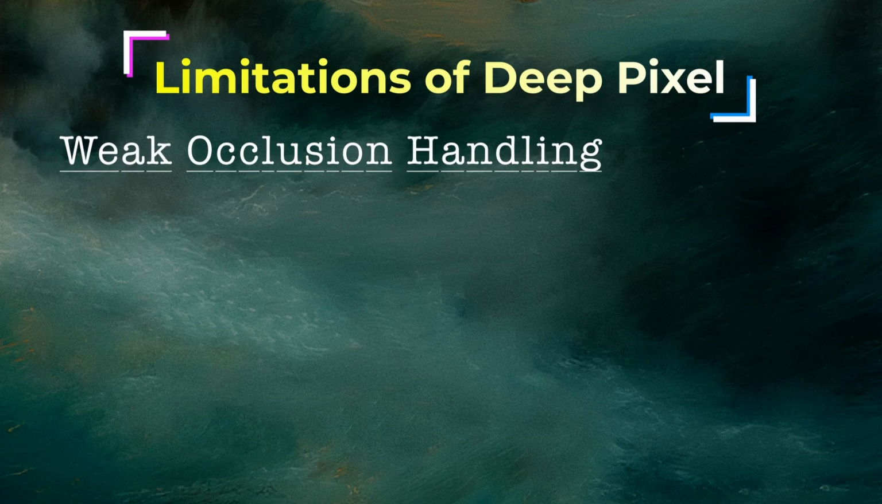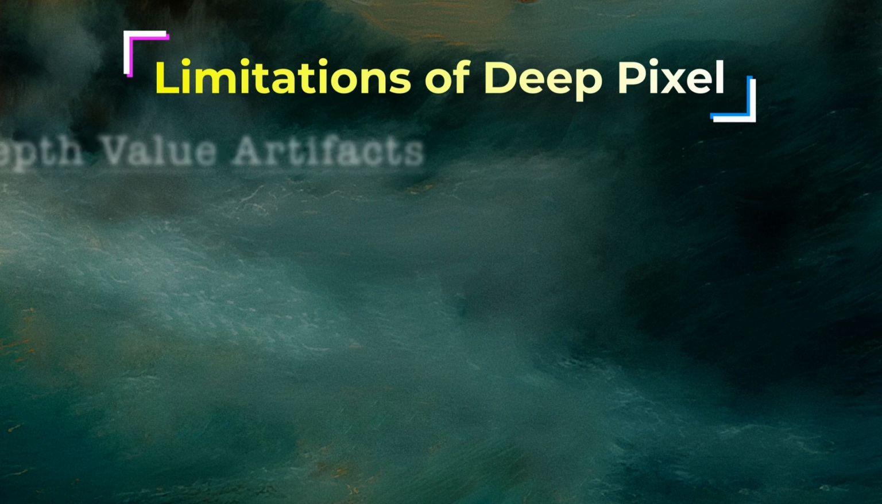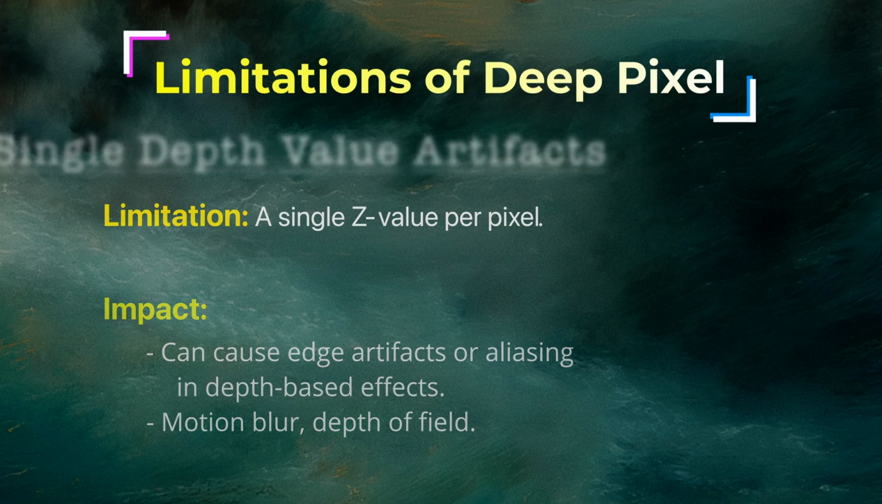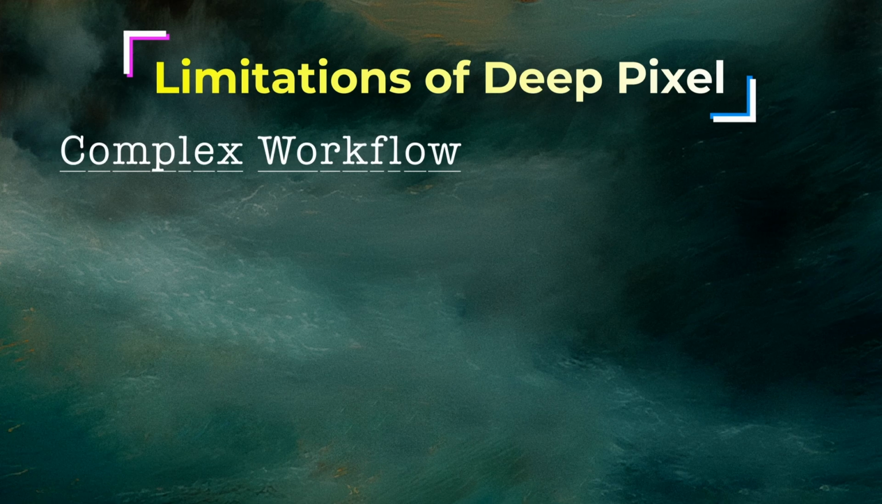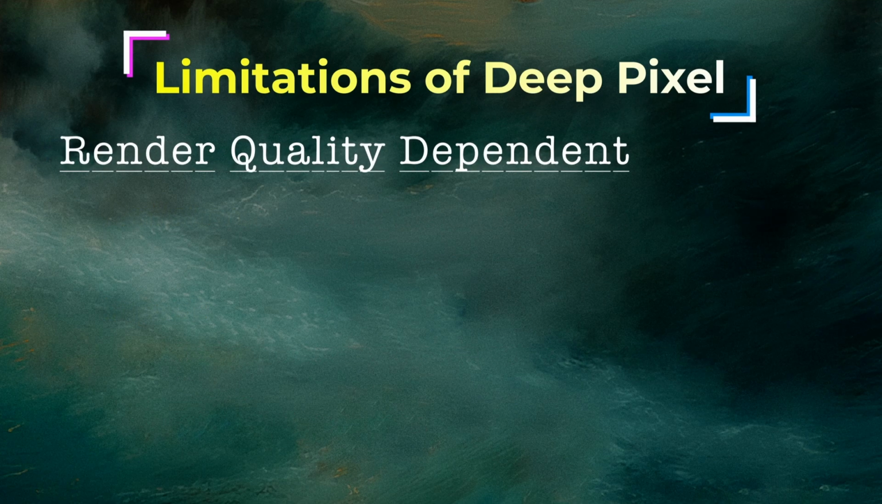Weak occlusion handling. It struggles with complex overlaps, making it difficult to separate elements at different depths, leading to layering errors. Single depth value artifacts. A single Z value per pixel can cause edge artifacts or aliasing in depth-based effects like motion blur or depth of field. Complex workflow. It requires precise setup of multiple passes and tools, and misalignment or errors can cause compositing issues and require rework. Render quality dependent.